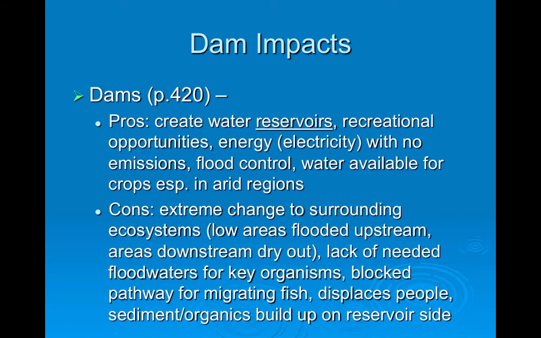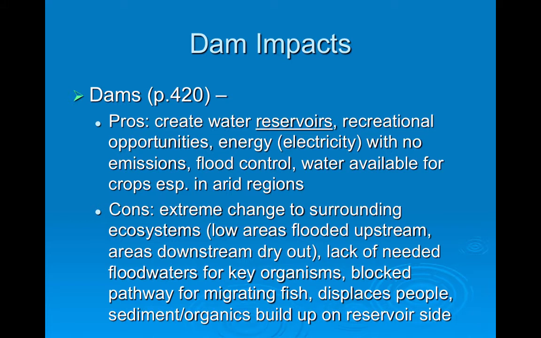You have electricity that has no emissions in the making of it, so there's nothing that you have to burn to make electricity there. Now, of course, if you're blocking sediment and organic matter and that's decomposing, that is creating some emissions, but the creation of electricity itself is not creating emissions. Flood control downstream, water available for crops, especially in arid regions. The word arid means desert-like, not a true desert, but desert-ish.